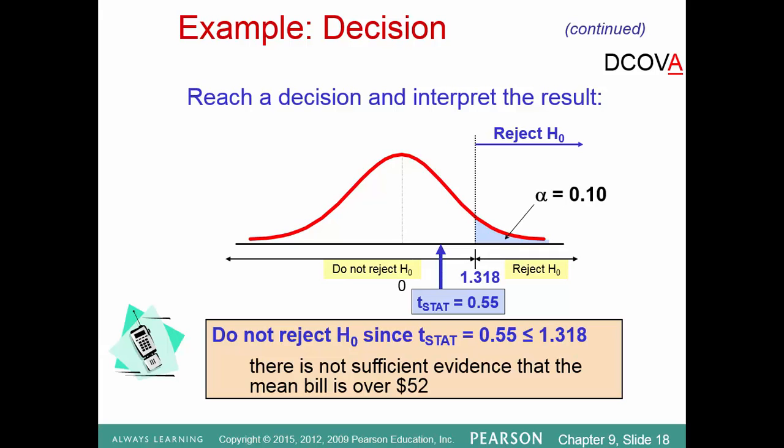0.55 is not greater than the critical value, so we fail to reject the null hypothesis. That means we do reject the alternative hypothesis. So we have insufficient evidence that the mean bill has increased and is now over $52.